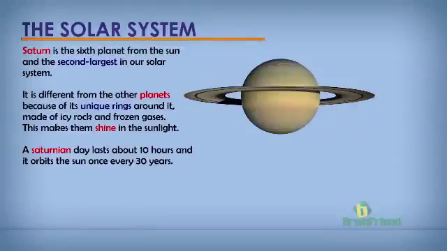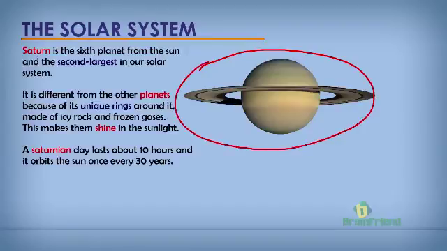Saturn is the 6th planet from the sun. Saturn is also the 2nd largest planet in our solar system. It is very uniquely shaped and quite different from other planets in the solar system. If you notice, the shape of Saturn has rings around it.